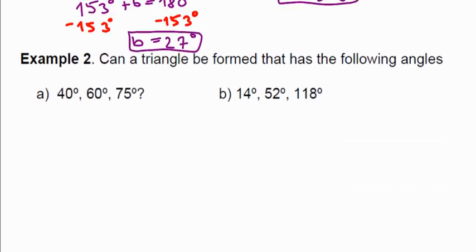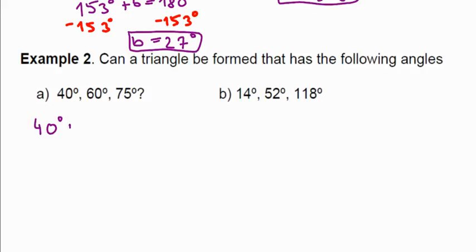So our next example, it says, can a triangle be formed that has the following angles? So we are given three angles. We have an example in A, and we have three angles in B. And we have to check if a combination of these three angles is actually possible. And how we do that is we already know that they're supposed to add up to 180. So all we have to do is check them by adding all of them.